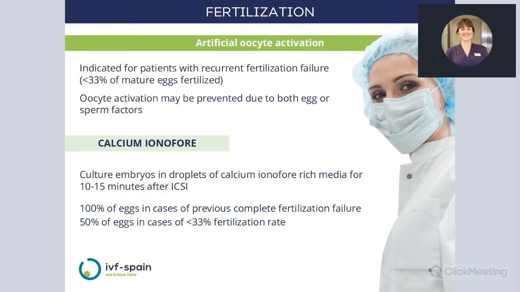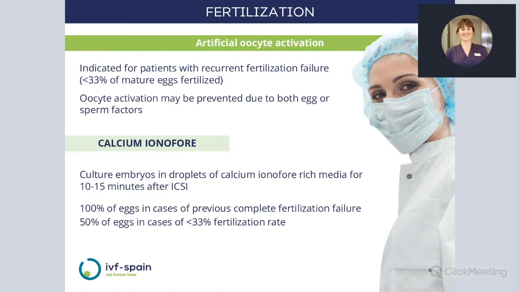So in this section about fertilization, we have added this slide about artificial oocyte activation. Artificial oocyte activation is starting to be used in recent years in patients who have had recurrent fertilization failure. For this particular case, we speak of recurrent fertilization failure in patients who have less than 1/3 of their mature eggs fertilized. This is not always due to a failure in oocyte activation, but sometimes it is.